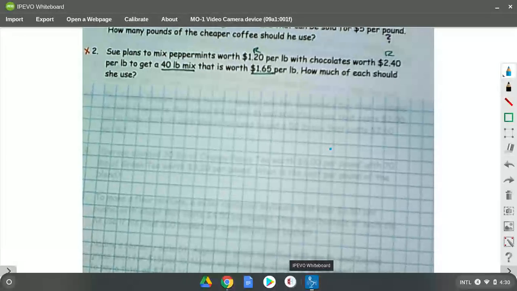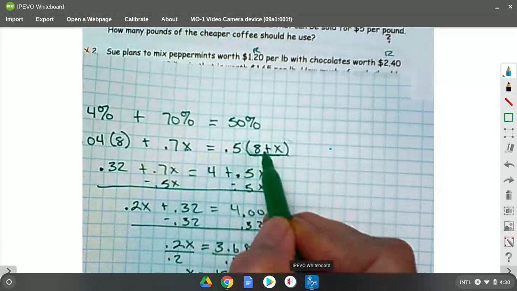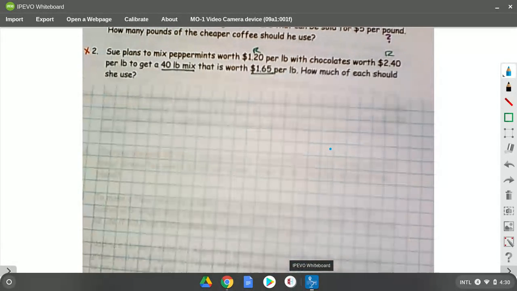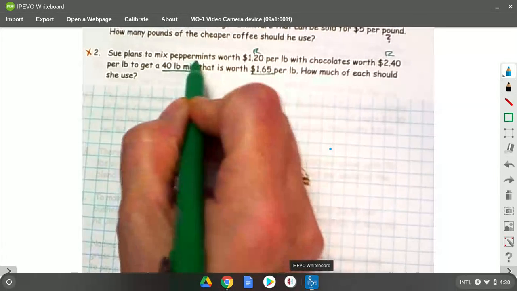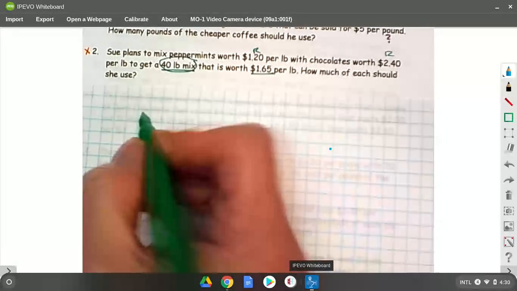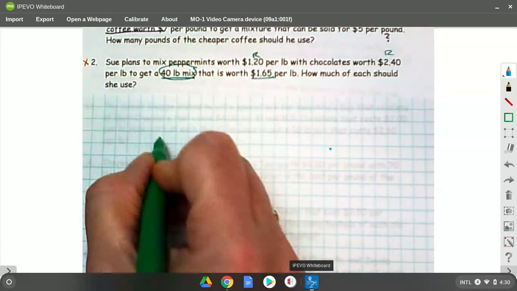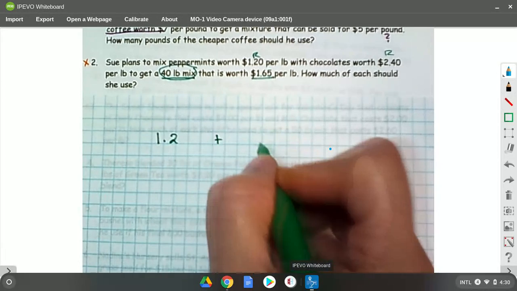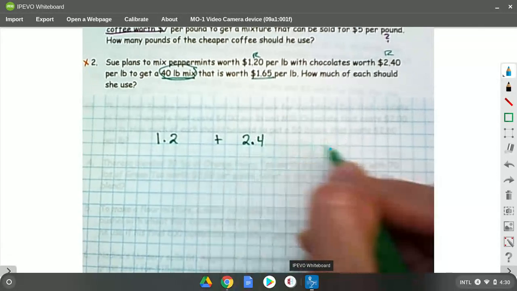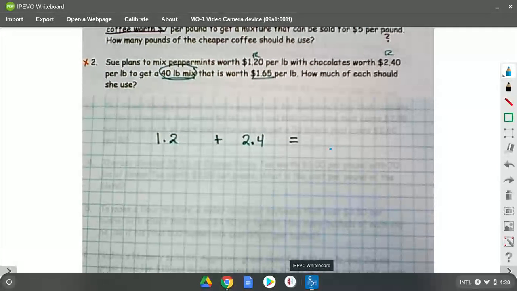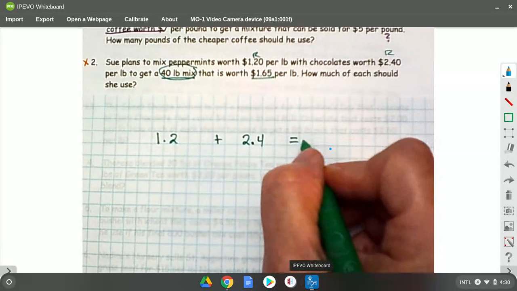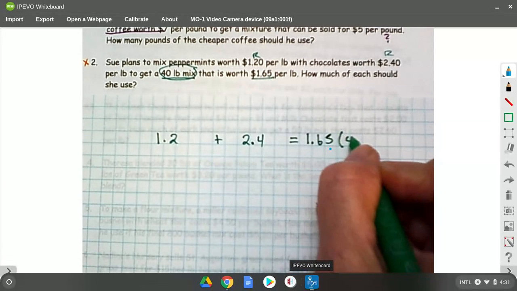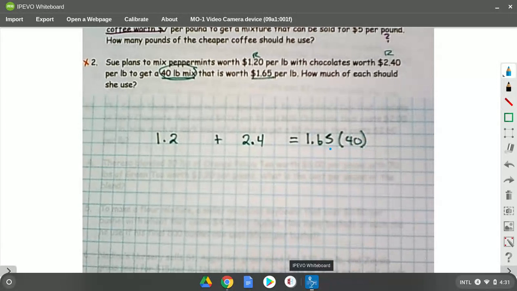Okay, so this time I'm not going to have this 8 plus X. I know my total for my mixture already. I know that my total for my mixture is going to be 40 pounds. So I am adding together my peppermints that are $1.20 plus my chocolate that's $2.40. And that's going to equal my mixture that's $1.65, and that's 40 pounds.